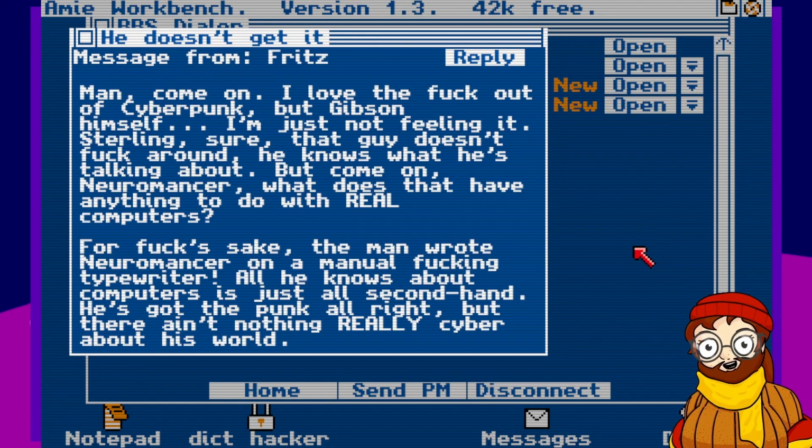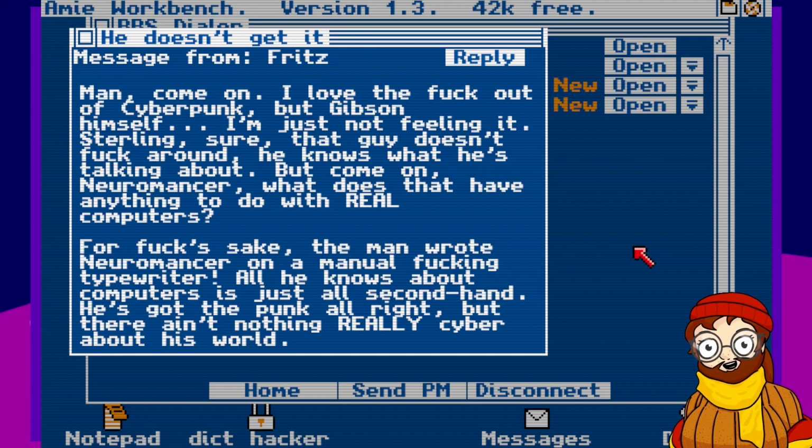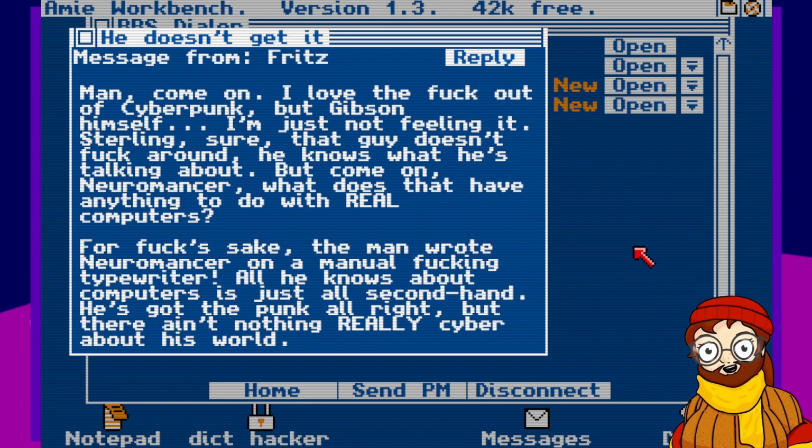He doesn't get it. Man, come on. I love the fuck out of Cyberpunk, but Gibson himself, I'm just not feeling it. Sterling, sure, that guy doesn't fuck around. He knows what he's talking about. But come on, Neuromancer? What does that have anything to do with real computers? For fuck's sake, the man wrote Neuromancer on a manual fucking typewriter. All he knows about computers is just all secondhand. He's got the punk alright, but there ain't really nothing cyber about his world.